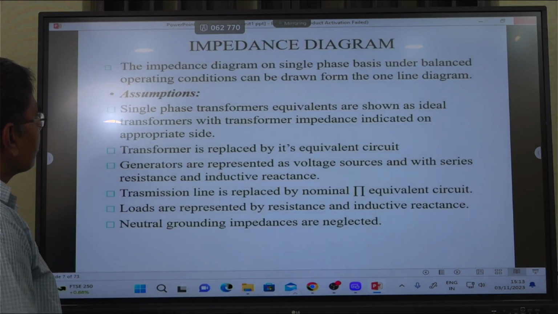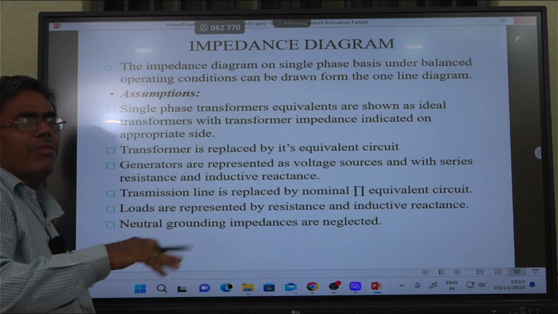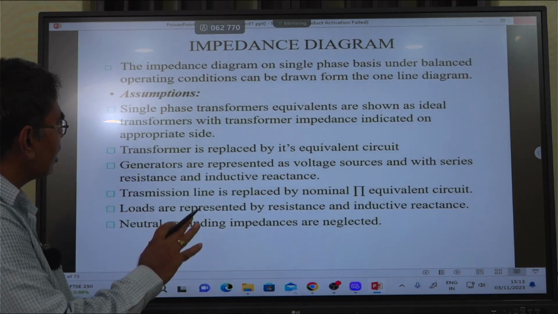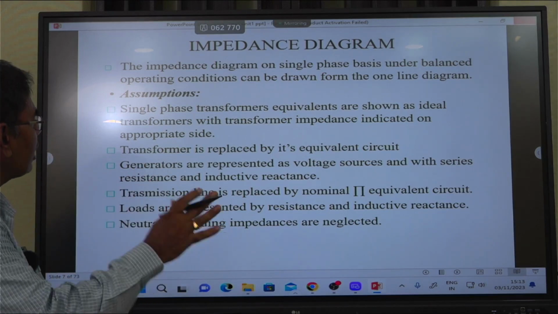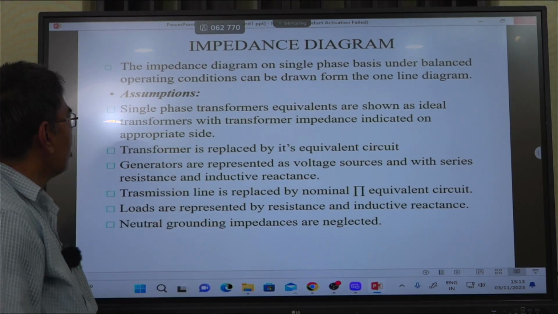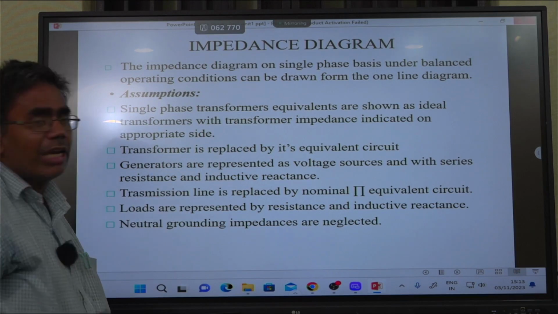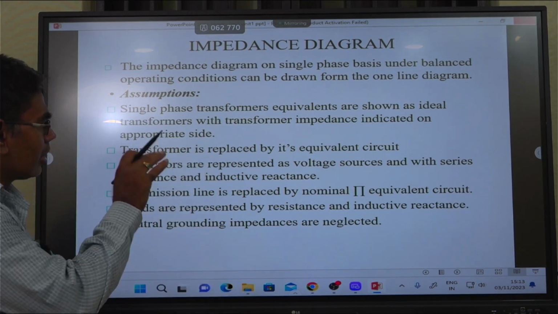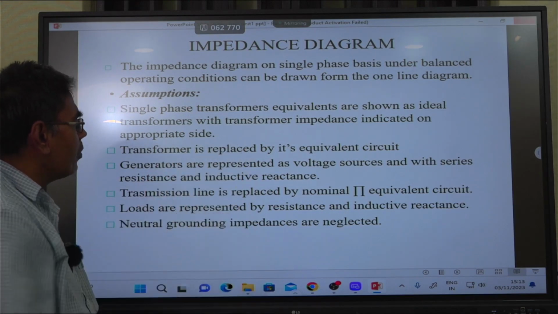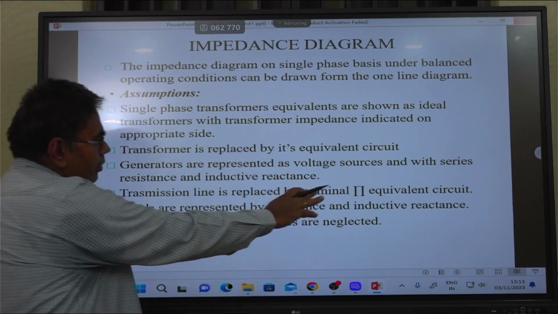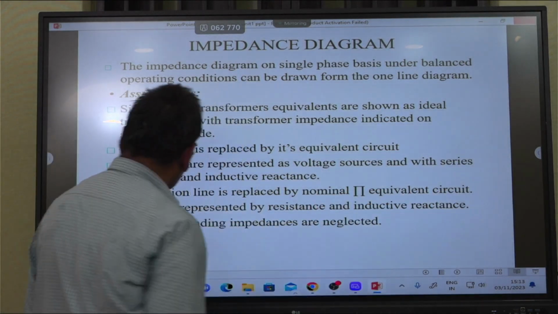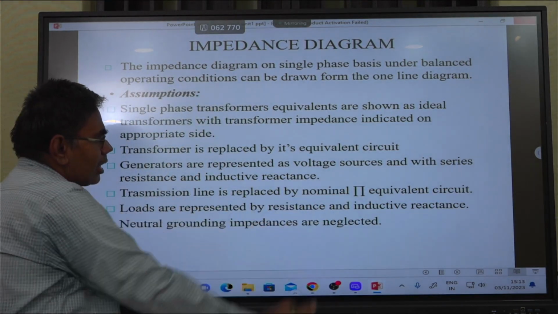Next, the impedance diagram. A single line diagram can be converted into an impedance diagram, in which every component is represented. A generator is represented as a constant voltage source behind the proper impedance, and a transformer is represented by its equivalent circuit. A transmission line is replaced by a nominal pi equivalent circuit, loads are represented as resistive and inductive in series, and neutral grounding impedances are neglected.